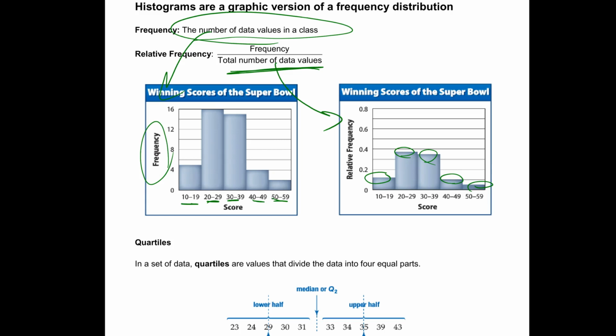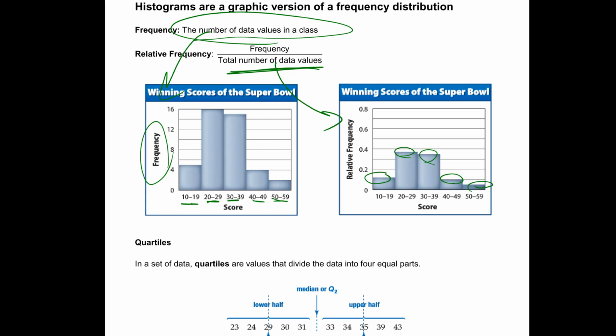So for instance, if I was doing a bar graph, a histogram of SAT scores, the SAT scores where it's a perfect score, those are not high frequency. It'd be a very low frequency because it doesn't happen that often compared to how many people actually take the test. All right, quartiles.